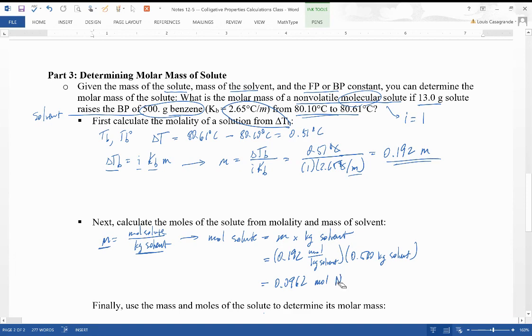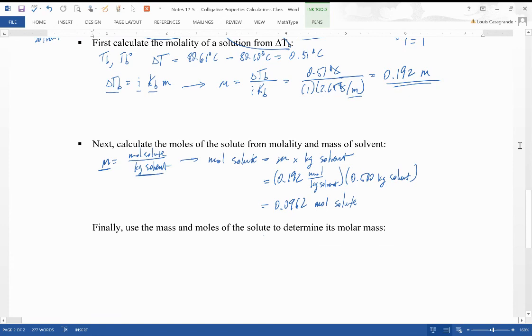Now let's put it back in here. We don't know what the solute is yet, but we know the moles. Now, last thing, the molar mass. If you remember from previous classes, molar mass is simply the number of grams in a given sample divided by the number of moles, grams per mole. I gave you the grams up above. That was 13.0 grams. We're going to divide that by 0.0962 moles. And when we get our final answer, we get 140 grams per mole.